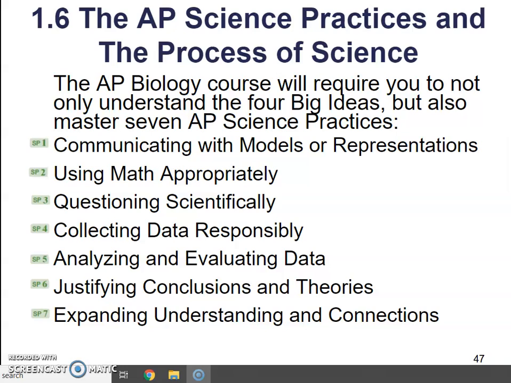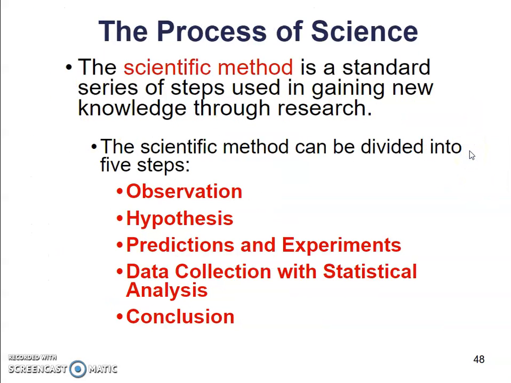So, moving on, if the computer will let me. The process of science. Scientists use the scientific method, which is a standard series of steps used in gaining new knowledge through research. It can be divided up into 5 major steps. They are observation, hypothesis, predictions and experiments, data collection with statistical analysis, and conclusion.